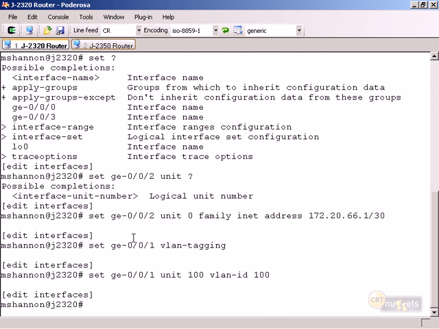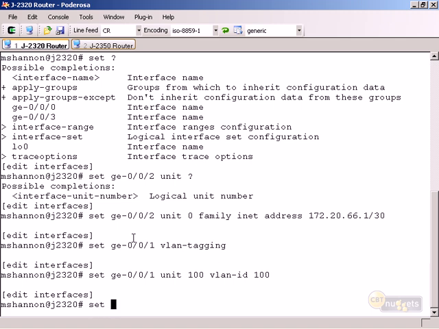Now at this point, I've got this gigabit 0/0/1 unit 100, or logical subinterface 100, tagged as a member of VLAN 100. Okay, so at this point, if it's connected to a switch or another layer 3 device, it can only communicate with other devices in that same VLAN or that same broadcast domain, right? I do want to go ahead and assign an IP address to it though.